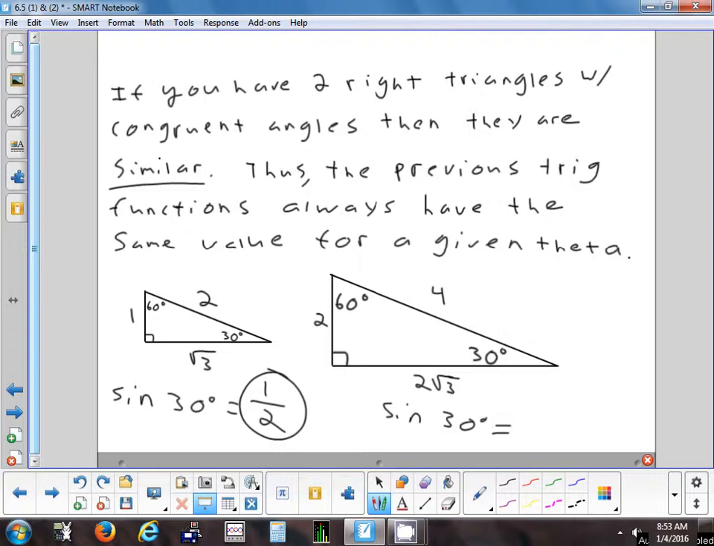Okay, Upi, what side is opposite 30? 2. And the hypotenuse? Is that the same thing? Yeah, it just reduces to 1/2. Okay, so the point is it doesn't matter the size triangle you're using. Sine of 30 is always 1/2. Any questions on that?